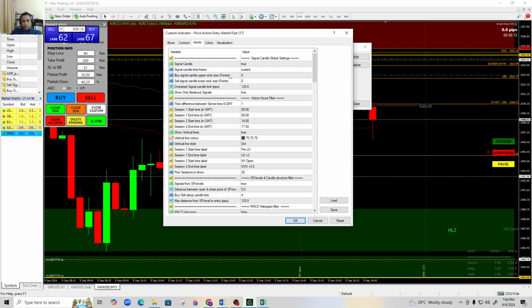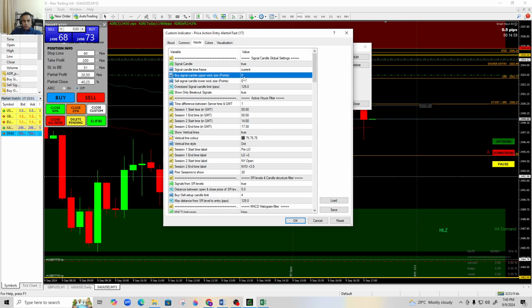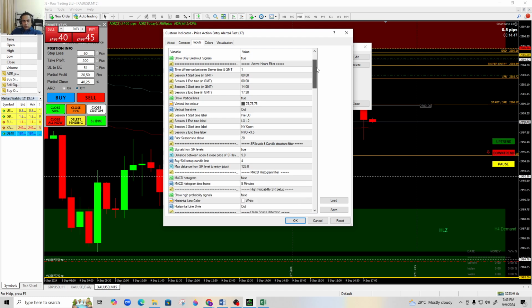So if you want a candle, if you say the signal candle must have a top or bottom wick to be considered as a signal candle, then you can use these settings. Because here if you set it to 1 or 2, then it'll have to have at least a bottom wick or a top wick of at least 1 point or more to be considered as a signal candle. In this case, it's 0. The default setting is 0.